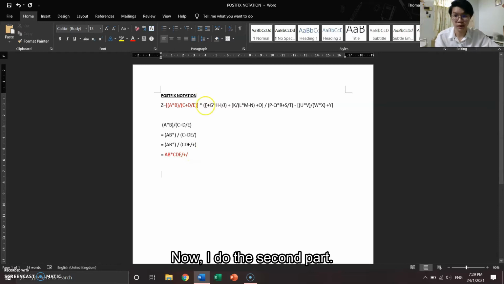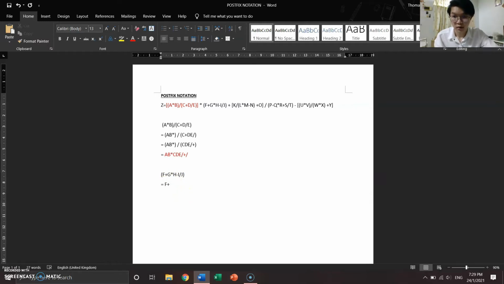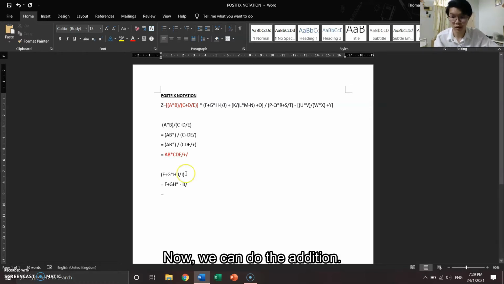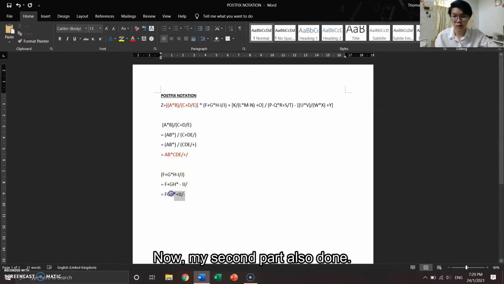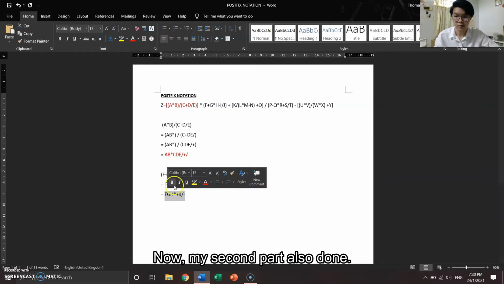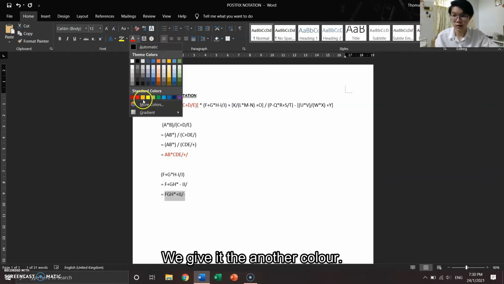Okay, now I do the second part. We do the division and multiplication. Multiply moves to behind and the minus remains: ij slash. Now we can do the addition. FGH multiply plus, ij slash minus. Okay, now my second part is also done. We give it another color.